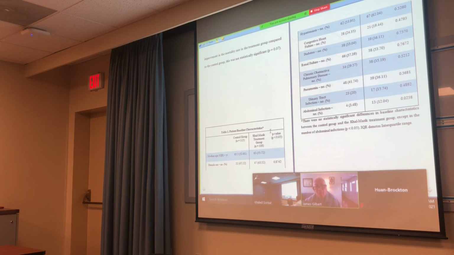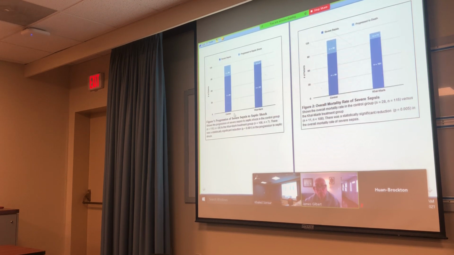So this is what we found, just to cut to the chase. The baseline characteristics were the same, and then this is our finding. We had 115 patients in the control group, and about 108 patients in the treatment group. This is obviously a retrospective review: the control is 5 months before, and the treatment group is 5 months after. In the control group, 26 of 115 patients progressed from severe sepsis to septic shock, meaning they had to go on pressors, the central line, the whole deal. In the 5 months after, only 7 out of the 108 patients progressed from severe sepsis to septic shock. So that's amazing.